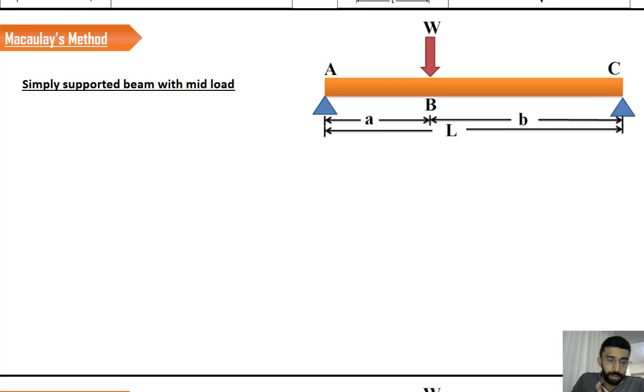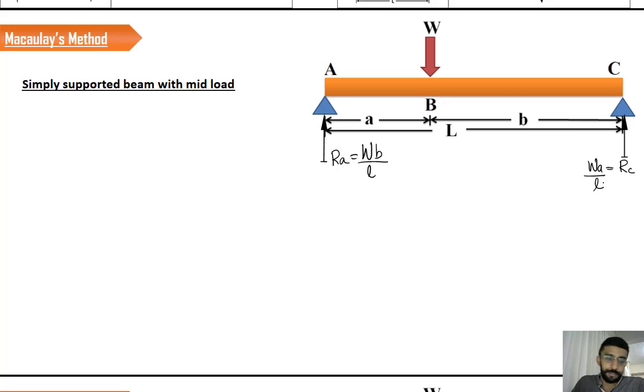Anyway, before starting all the problems, you should find the reactions. For the time being, these two are the reactions, and let us name them RA and RC. If you solve for the reactions, RA is going to be W into B divided by A plus B, or in other words I can rewrite it as WB by L, where L is the total length, and RC is equal to WA by L. I think you all know how to find the reactions.